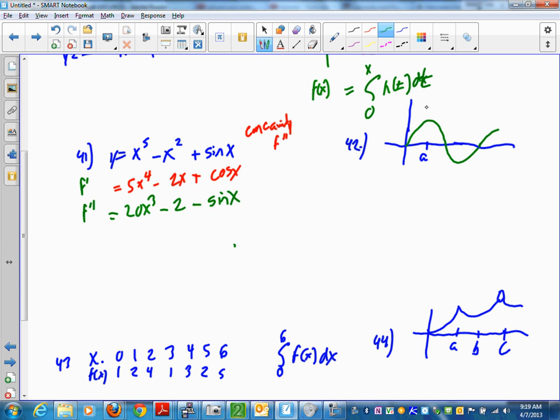Anyway, they give us that h is the graph shown above. So this graph is also the derivative of f, right? They want to know which of the following could be the graph. So it looks like this derivative of f is defined everywhere. You can take the second derivative as well.